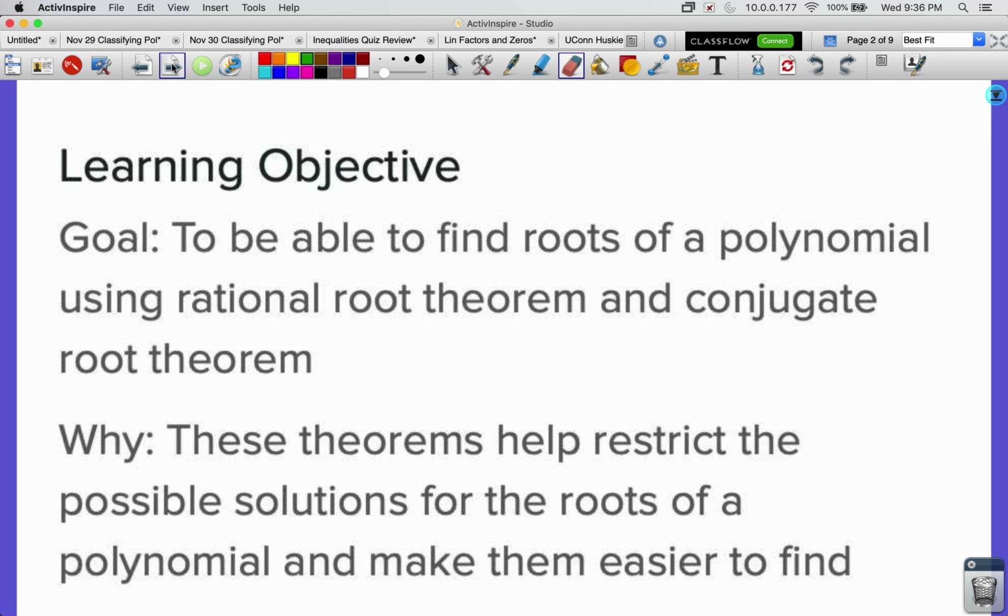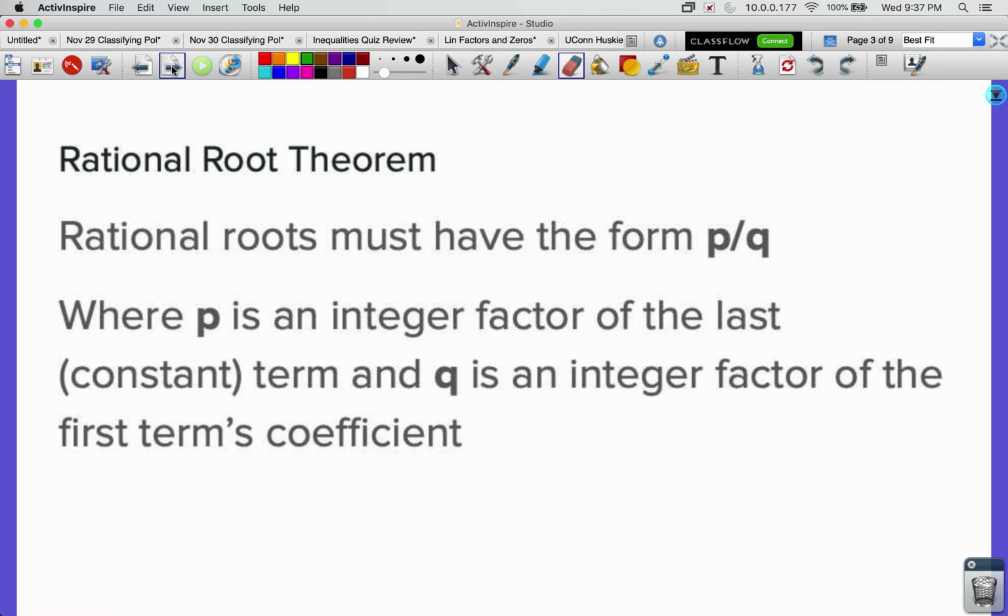Our goal today is to be able to find roots of a polynomial using rational root theorem and conjugate root theorem. Why are we doing this? These theorems help restrict the possible solutions for the roots of a polynomial and make them easier to find. Let's start with the rational root theorem.